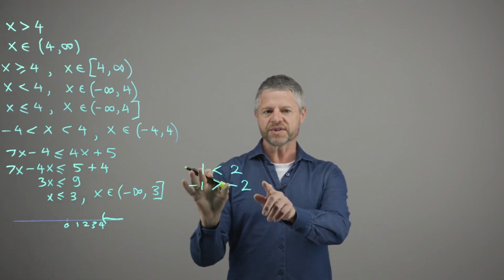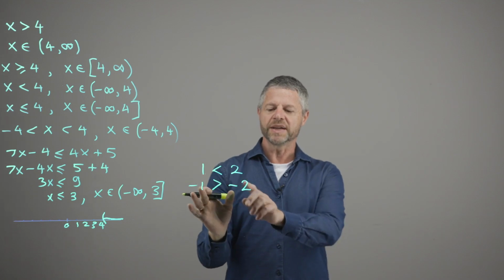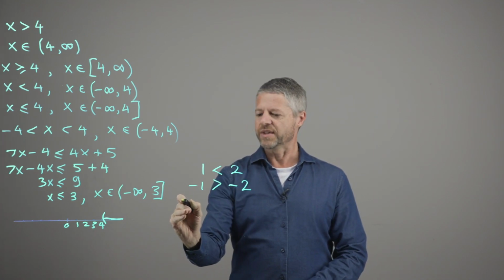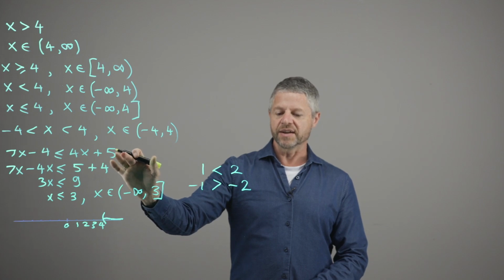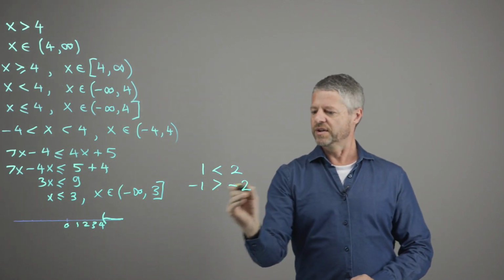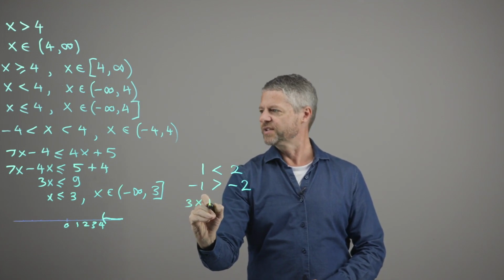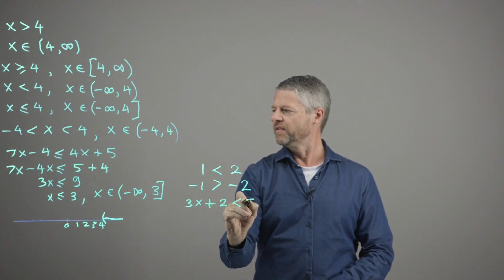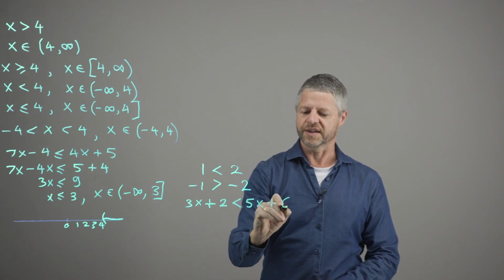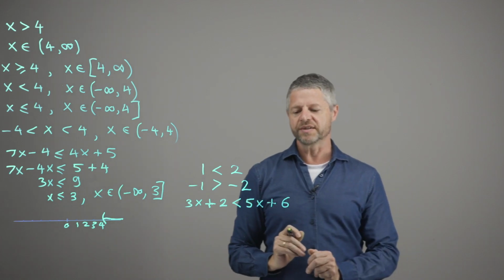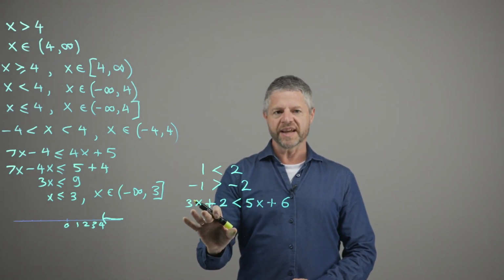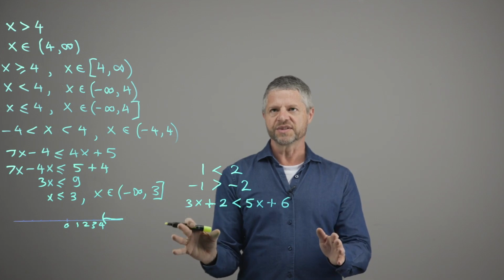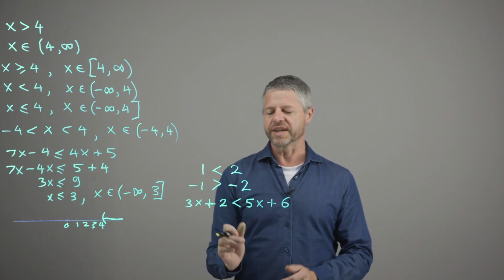So anytime you multiply both sides of an inequality by a negative number, we have to change the direction of the inequality. So for an example of how that might come into play in solving an inequality like this, let's do 3x plus 2 less than 5x plus 6. And we want to solve this inequality, which means isolating x on one side, just have numbers on the other side. We're trying to find the solution set of x's that would make this inequality a true statement.